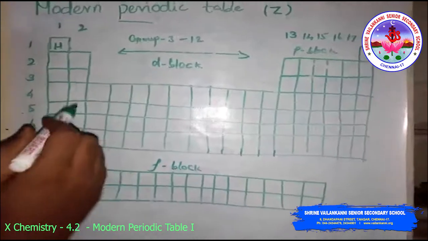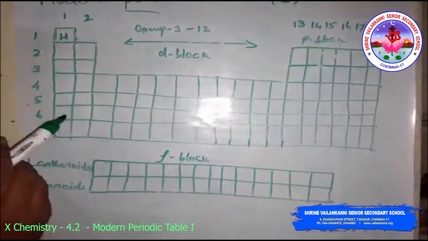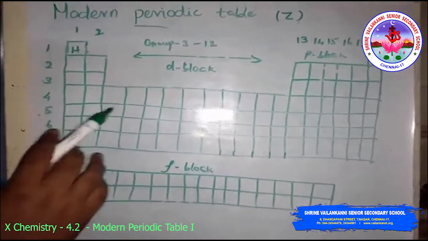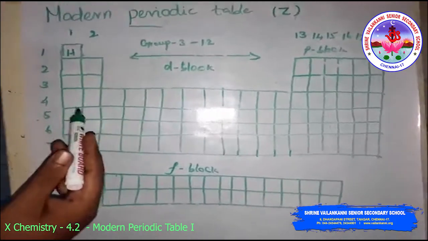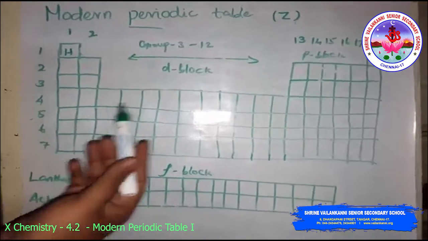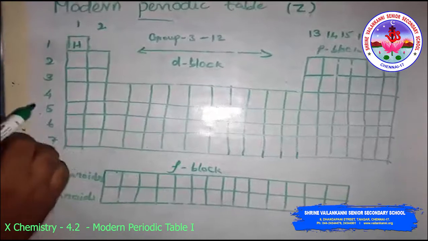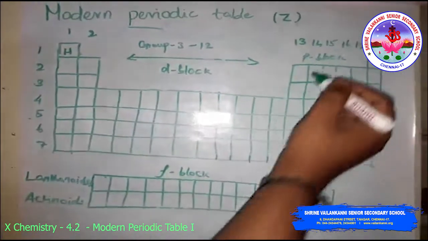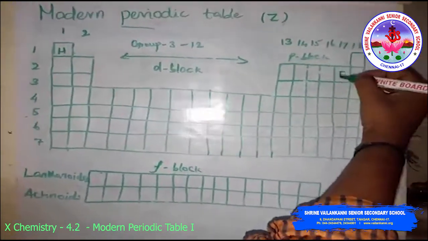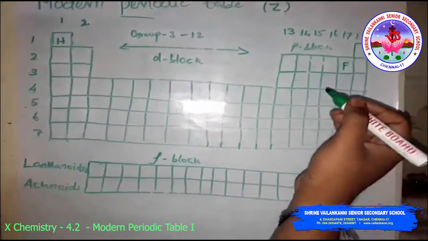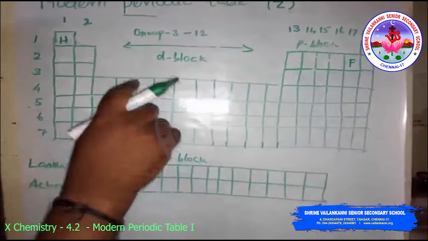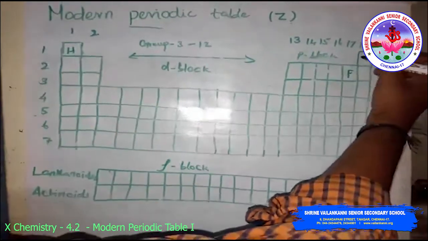You will find that all these elements contain the same number of valence electrons. Similarly, the elements present in any one group have the same number of valence electrons. For example, the elements in group 17, fluorine. I will write the first element, this is hydrogen, and this is helium.